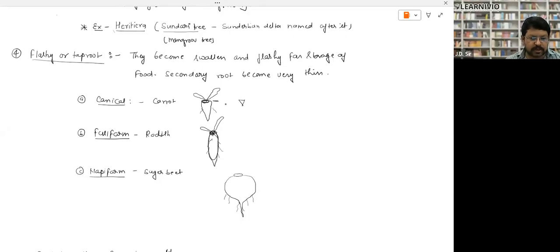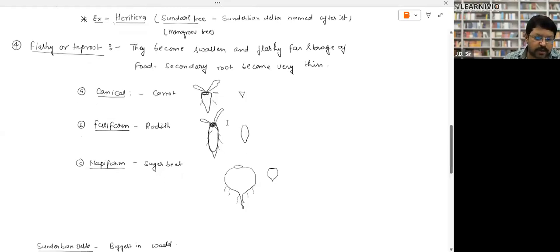Then you can see fusiform. Fusiform is where the upper part is a bit narrower, then a wider part, then again it becomes narrower. This kind of shape is called fusiform, right? An example is radish. Napiform: the top part is flat, and then the lower part suddenly tapers. This is called napiform, right? An example is sugar beet. So these are the three forms of fleshy roots. They are meant for absorbing and storing food.